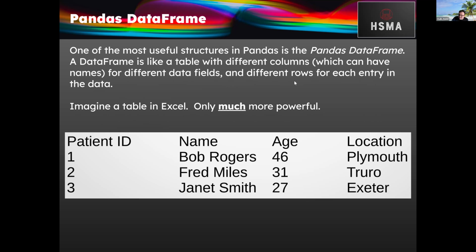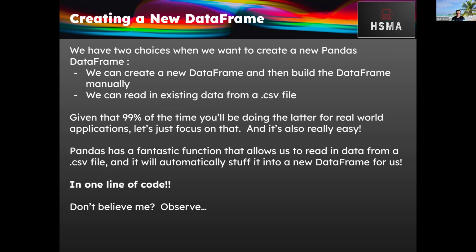One of the most useful structures in pandas is something known as the pandas data frame. Basically, a data frame is like a table which has different columns, and those columns have names. Each of those columns represents a different data field. So you have data in various columns, and then each row essentially represents an entry in your data, an individual patient record or whatever it may be. So this is very familiar to all of you, I would have thought. This is a bit like an Excel table, but much, much, much more powerful. I cannot emphasize enough the stark difference in what you can do.